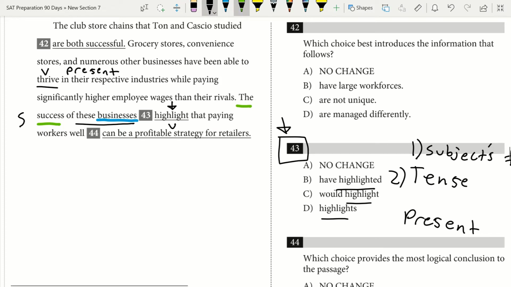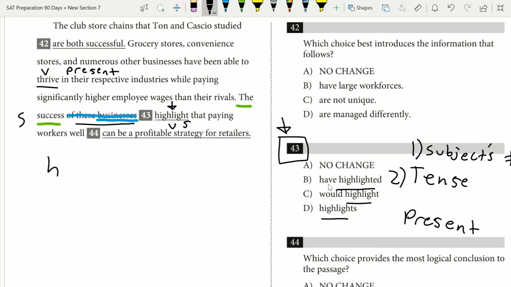Now why is your subject not of these businesses? Well, of these businesses is a prepositional phrase, and when you're determining whether your subject is singular or plural, you have to ignore prepositional phrases. So you actually would cross out of these businesses. You'd see your subject is the success. You know the success is singular, therefore your verb highlight has to be a singular verb as well.